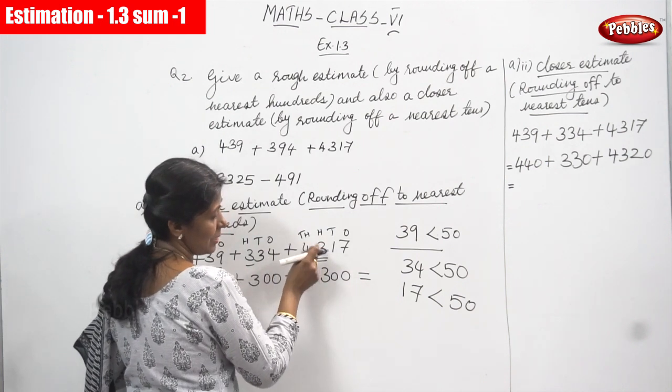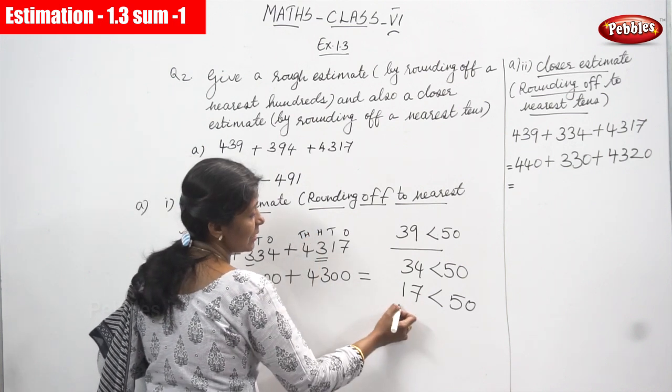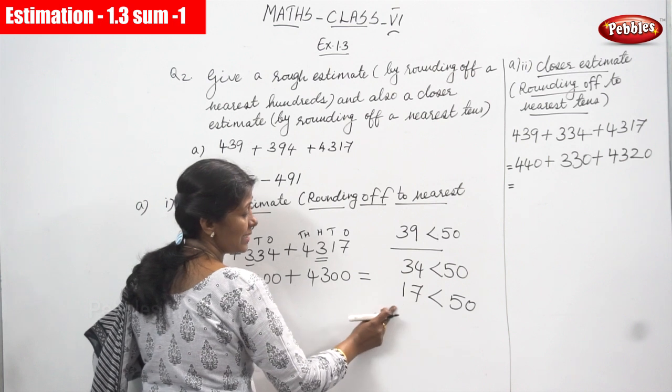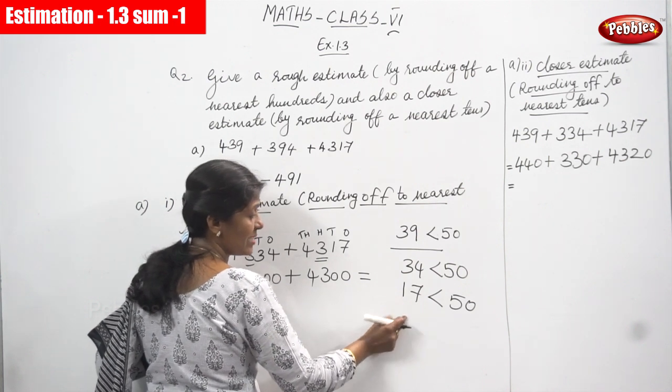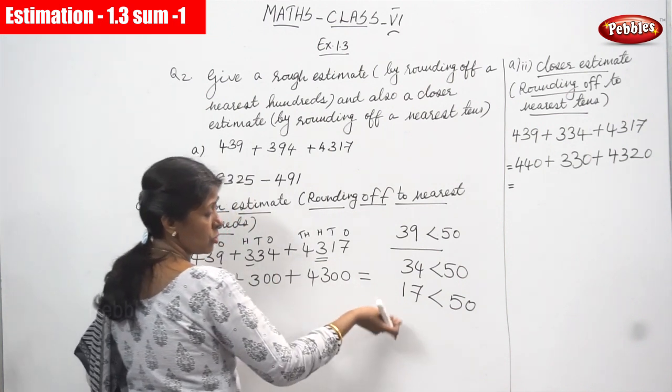In the hundreds place value, what is the number? 3. But it does not come under the rule, because the tens and ones place value, what is the number? That is 1 in the tens and 7 in the ones. So that is 17. 17 is less than 50. So you should not apply the rule.